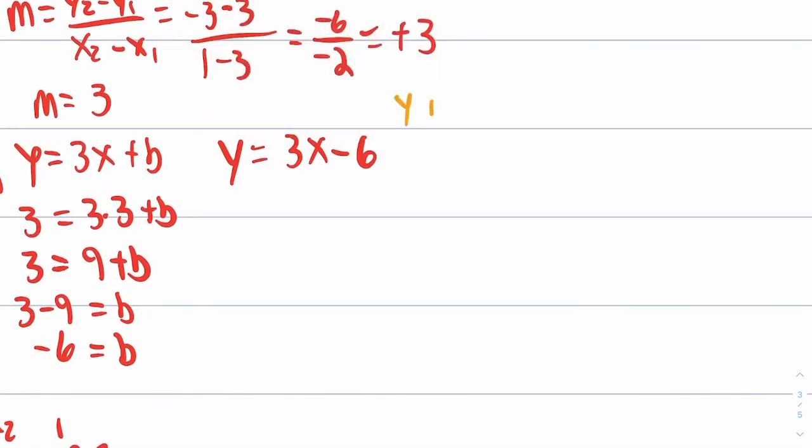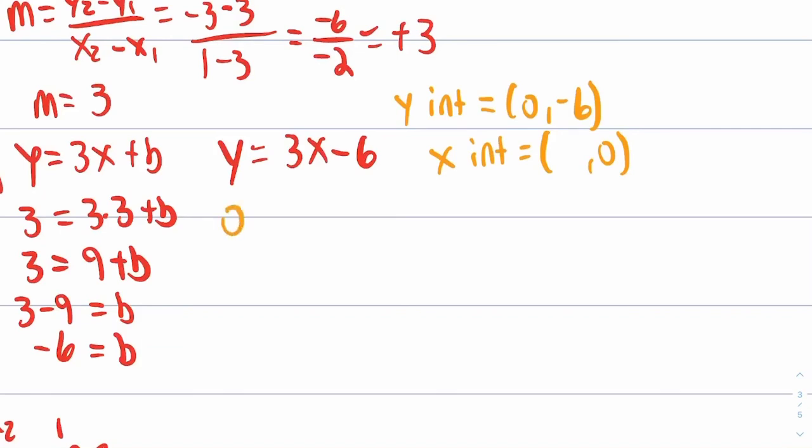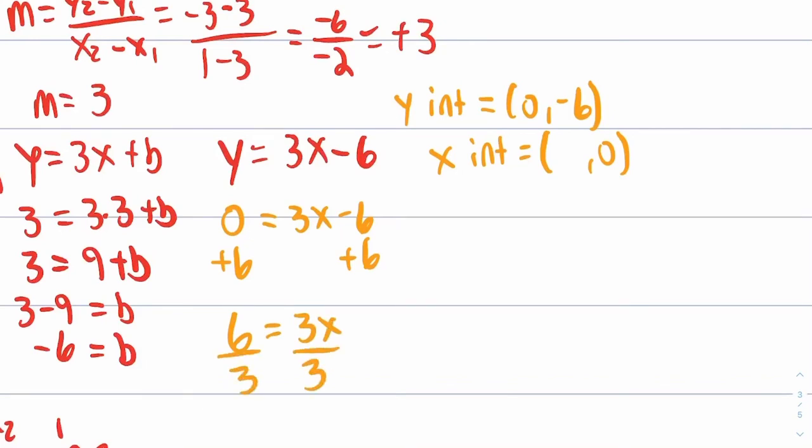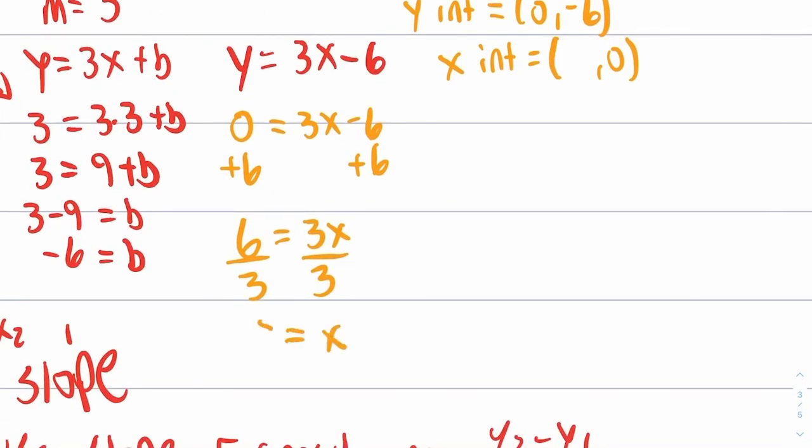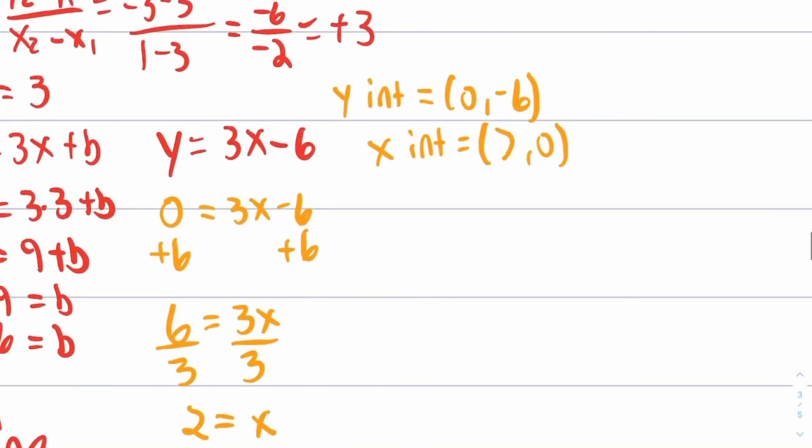And the y-intercept is (0, negative 6). Because b was negative 6, that's what the y-intercept is. And the final part is we need to find the x-intercept, which means we need to put 0 for y. So let's go ahead and put a 0 for y, and we're going to solve for x. 3x minus 6. We're going to have to add 6. We're going to divide by 3. x is 2. So let's fill it in right there.